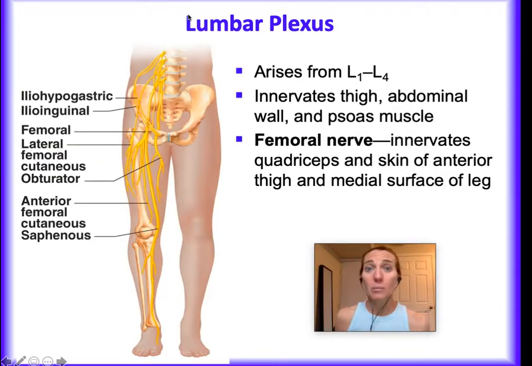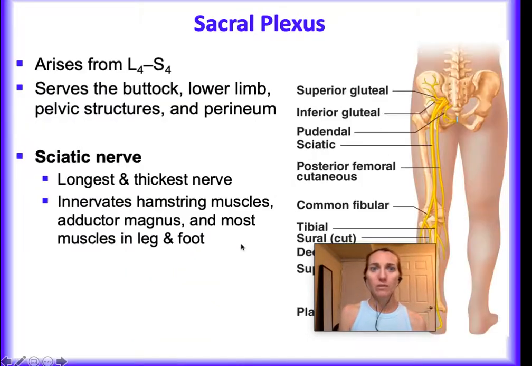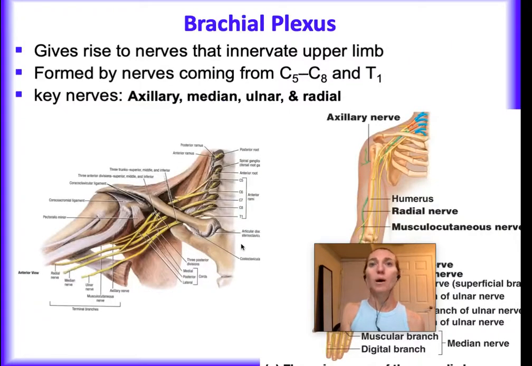Another clinical example that I forgot to mention is that when somebody has a herniated disc, sometimes that can compress roots of the lumbar plexus, and it can lead to gait issues in some individuals. So, just a really quick overview of some of the key plexuses in the body. Again, we've got the sacral, the lumbar, the brachial, and the cervical.